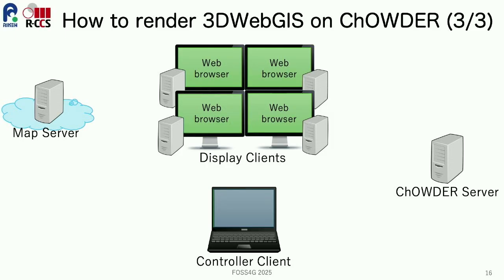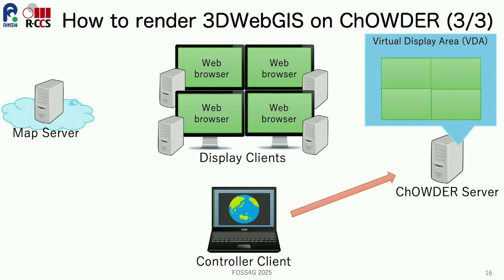Here we explain the sequence of 3D WebGIS rendering. First, the GIS application developed for ChOWDER, which is based on iTowns I mentioned earlier, is launched on the controller client here. The GIS application accesses a map server somewhere on the internet and displays the map like this. And next, the ChOWDER server is instructed from the controller client to display the GIS application on the BDA.